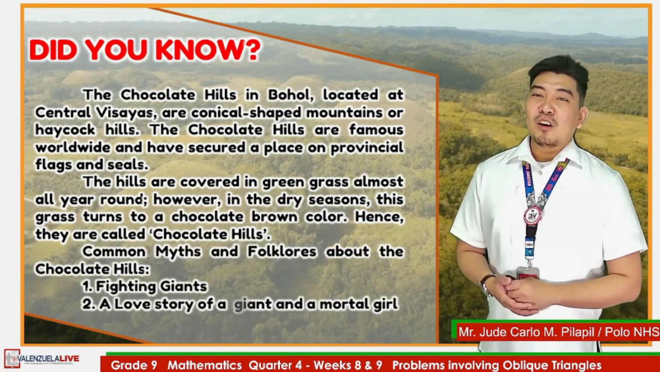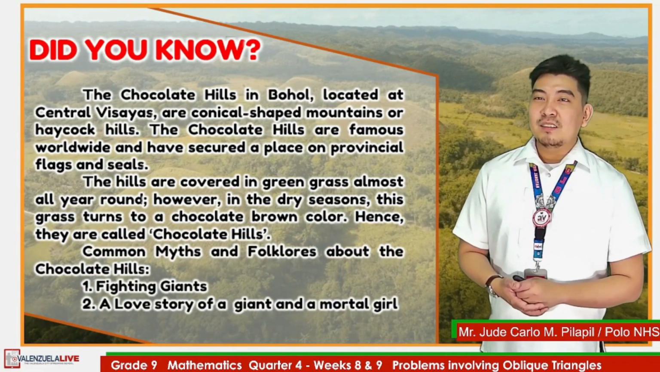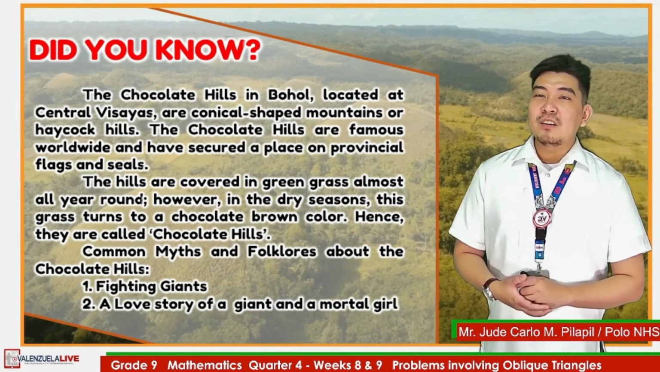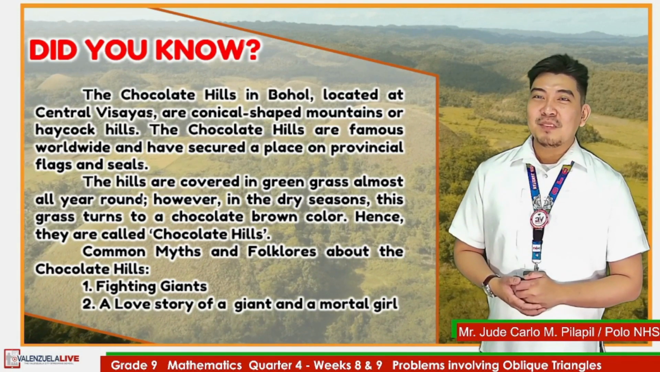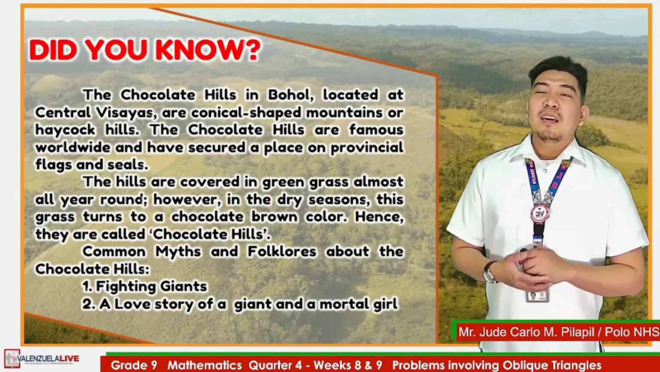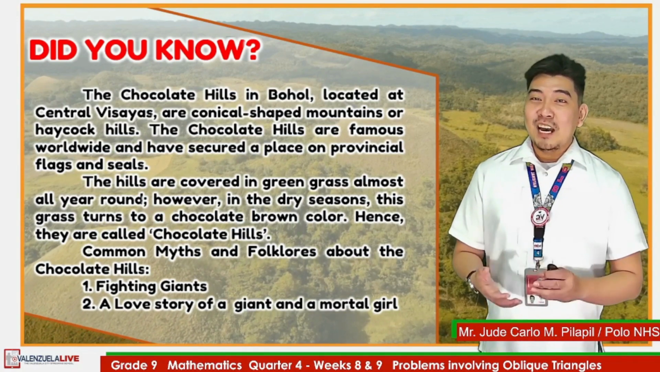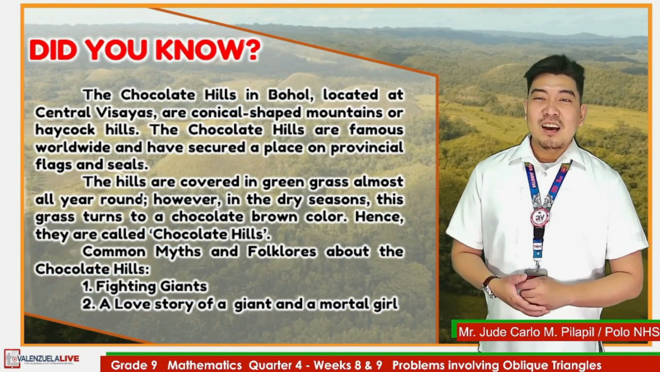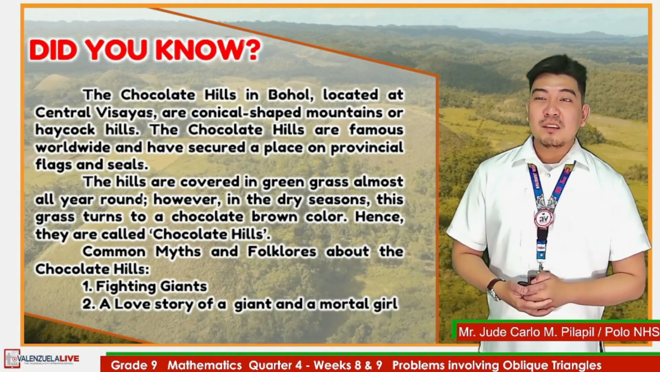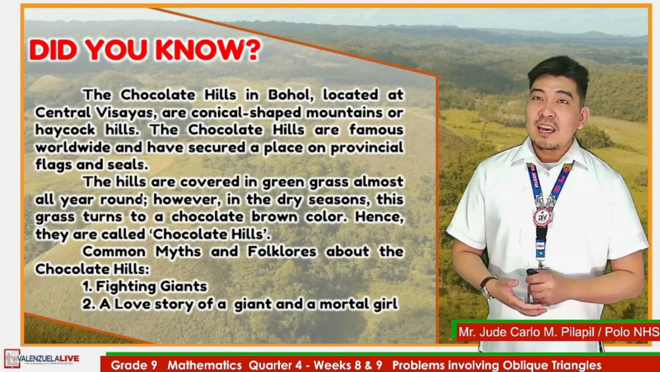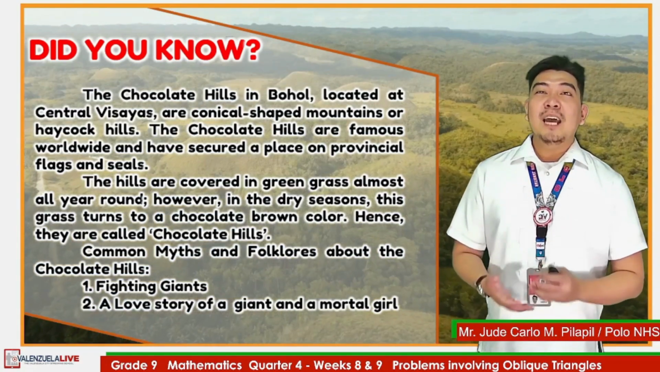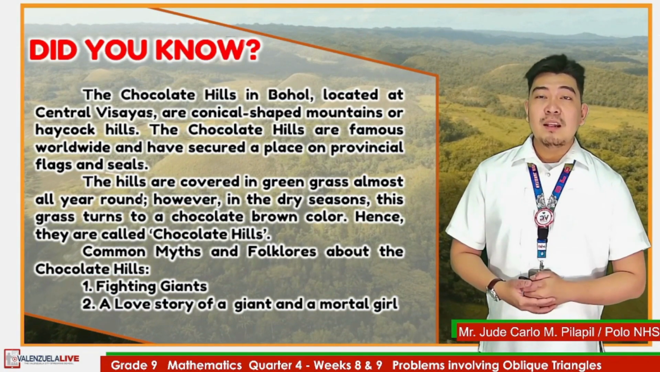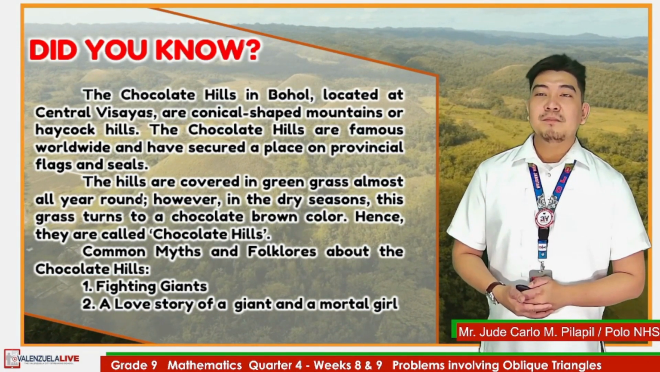There are folklores on the origin of the chocolate hills. One is the battle of two giants hurling rocks at each other that formed the chocolate hills. Another is about a giant named Arogo who fell in love with a girl named Aloya. The girl was a mortal, and when she died, the giant was heartbroken. He shed bitter tears in her memory. Wherever these tears fell, a mountain was formed.